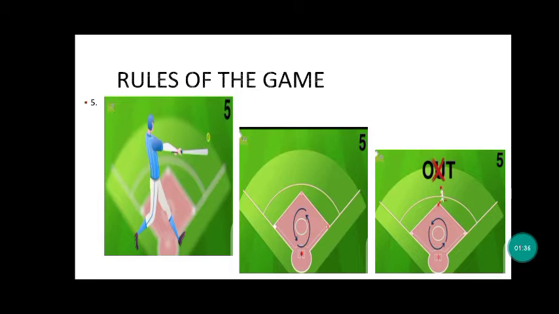Number five, it is necessary for the batter to successfully strike the ball and run around as many bases as possible. Once they get all the way around and back to the home plate without being given an out, a run is scored.